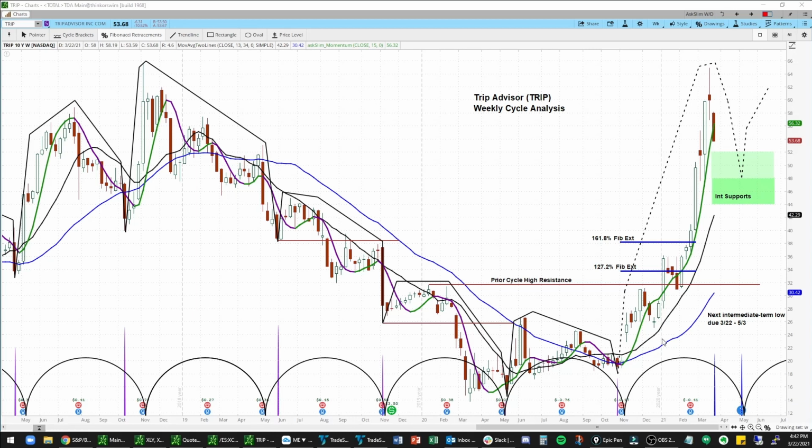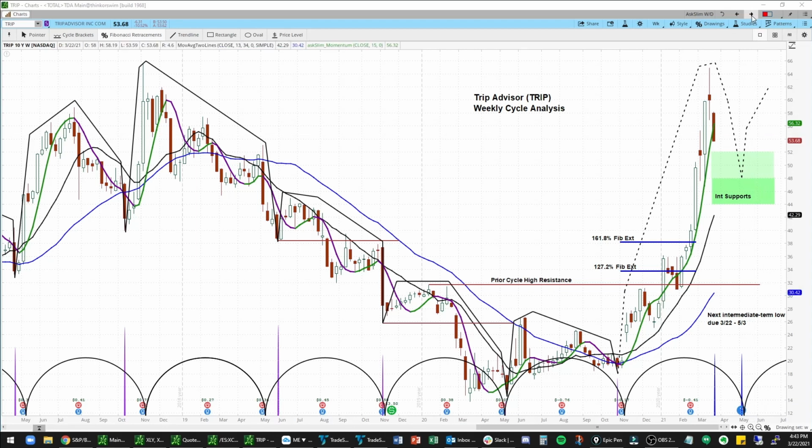What I also want to highlight is this rising 13 period simple moving average, which is this black line. What we're looking for is for this to slowly work its way back up, and looking for a test of this intermediate term 50 to this intermediate term 61.8. So that comes in at around 48.14 to around $44 or so. Now the next intermediate term low is due 32 to 53.